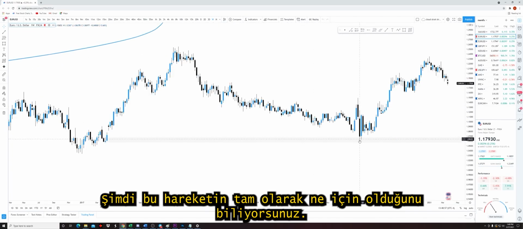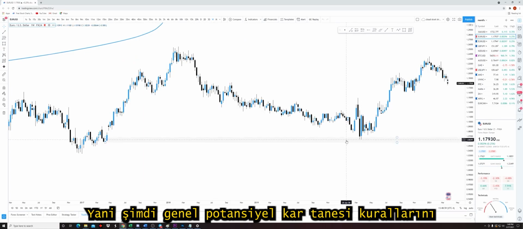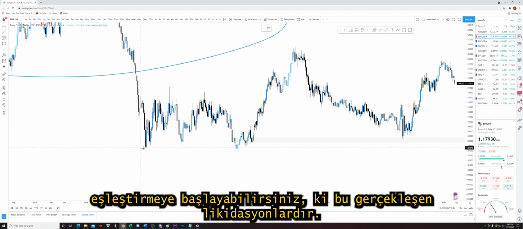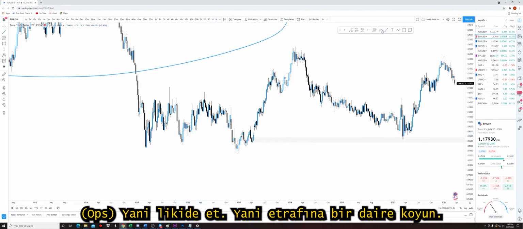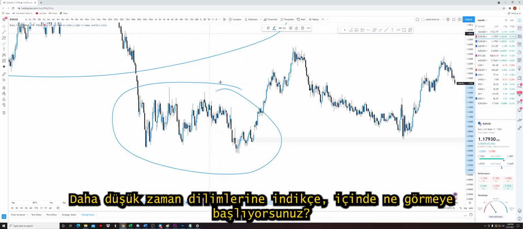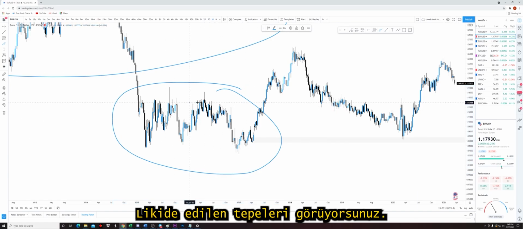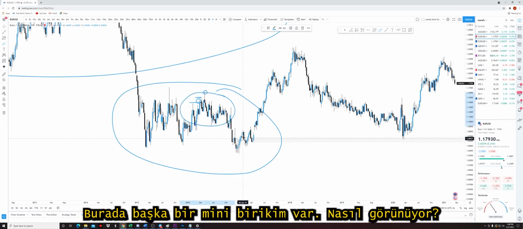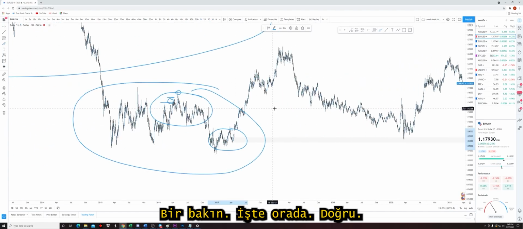Now you know exactly what this move was too. So now you can begin to partner potential overall Snowflake rules, which is liquidations happening. Which is liquidate. So put a circle around it. There's liquidations happening here. Now guess what? As we get lower in time frames, what do you start seeing inside of it? You see the highs liquidated, highs liquidated. This is a distribution, right? There's another mini accumulation in here. How does it look? You get to a daily, take a look.